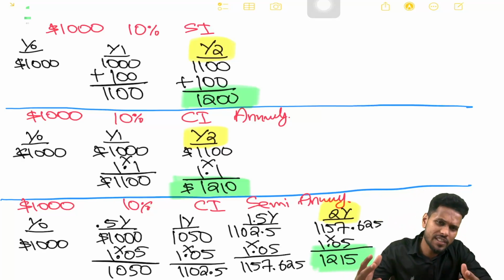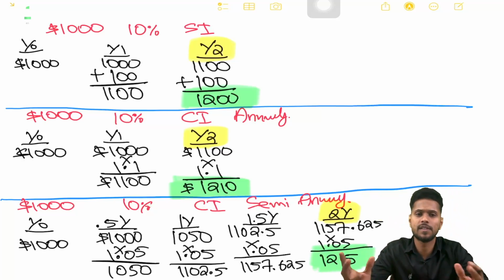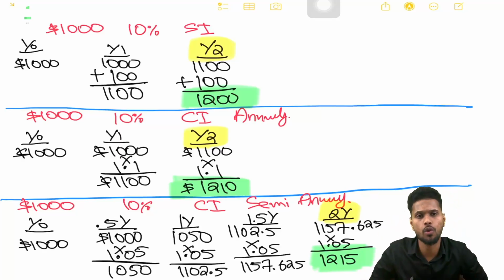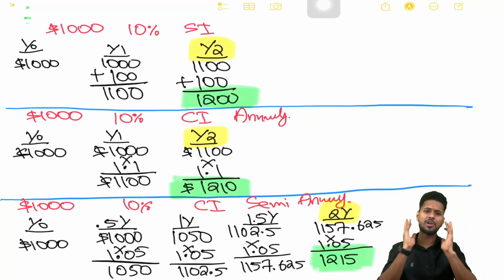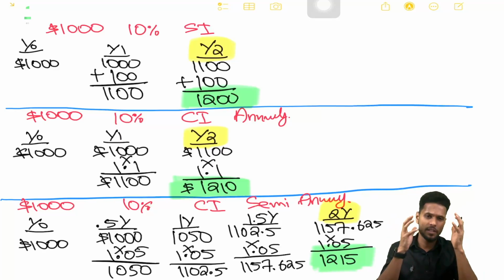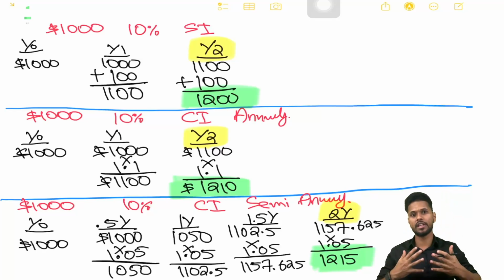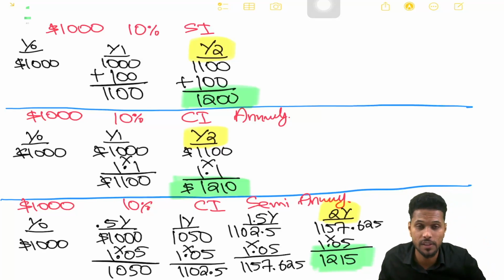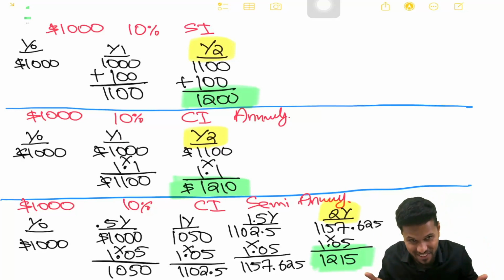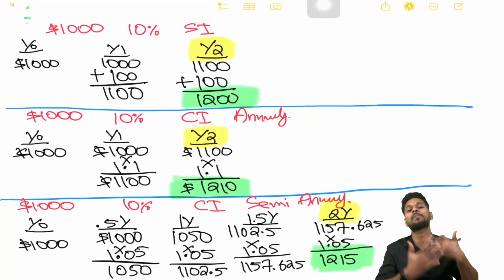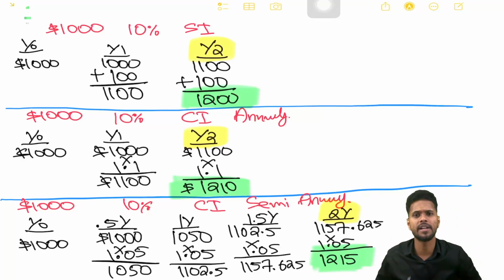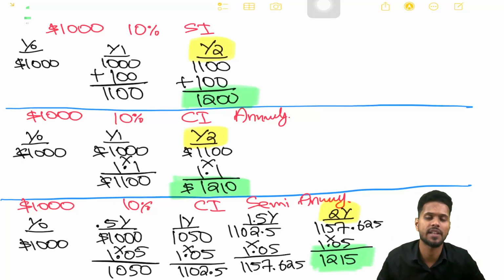So my friends, you just think like this: which interest is bigger, simple interest or compound interest? Which one is bigger? No doubt, simple interest is always smaller than compound interest. Compound interest is always bigger than simple interest. Why? Because in compound interest we are getting interest on interest. We are getting interest on the previously received interest. So no doubt compound interest is bigger than simple interest. That's why the second and third cases are higher than the first case.